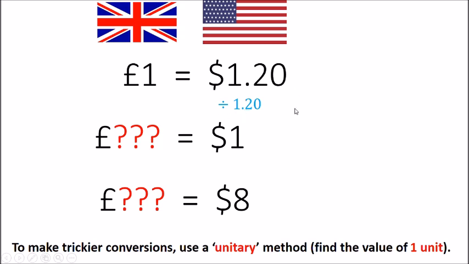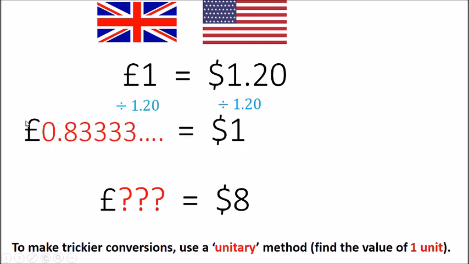Because I've divided the right-hand side of my model by 1.2, I'm going to divide the left-hand side by 1.20 as well. So that gives me around 83p, but on my calculator it will say 0.8333333, and these 3s are going to go on forever. And what I'm going to do, I'm not going to round this yet. I'm only going to round at the end, because if I round too early, my answer is going to be ever so slightly off.